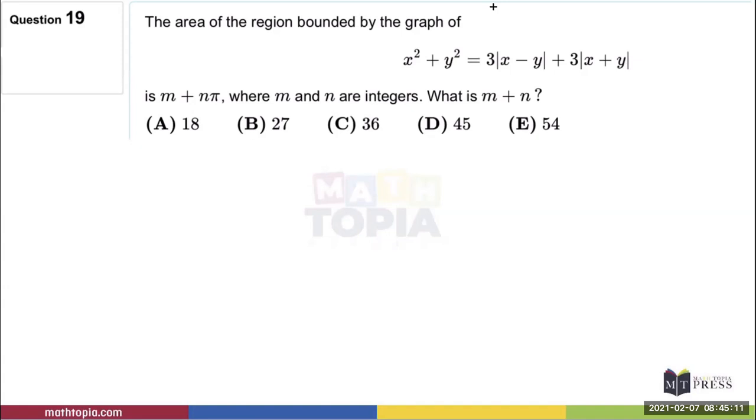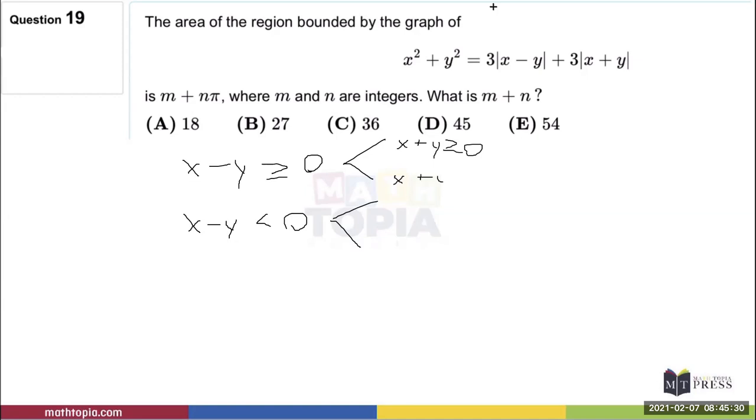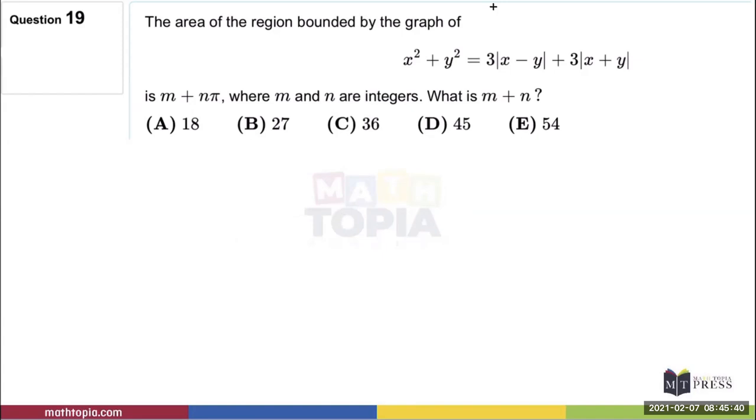So we can create two cases, right? X minus y is greater than or equal to 0, or x minus y is less than 0. And then for each of those two paths, we have either x plus y is greater than or equal to 0, or x plus y is less than 0, right? For each of those. So we have 4 different cases. So let's go through all 4, one at a time. So I'm going to draw in a graph.